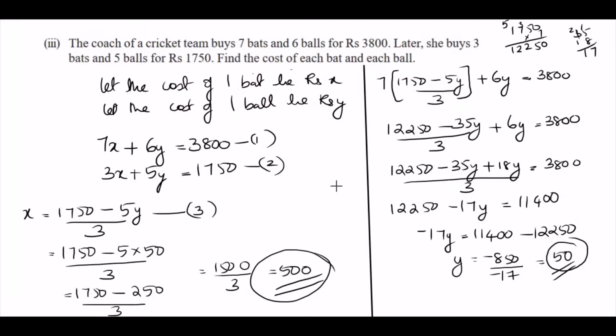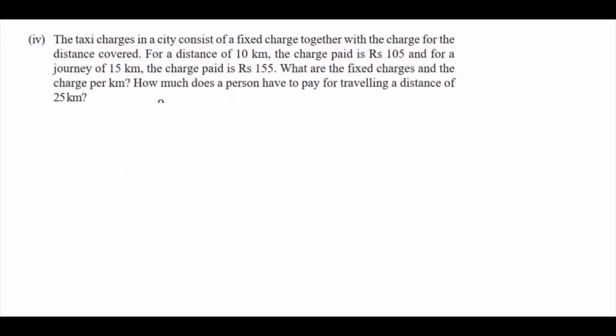Whenever you get questions like this, you have to write in a sentence: the cost of one bat is rupees 500 and the cost of one ball is rupees 50. As there is no space, I'm not writing here, but there will be marks for writing the solution like that.